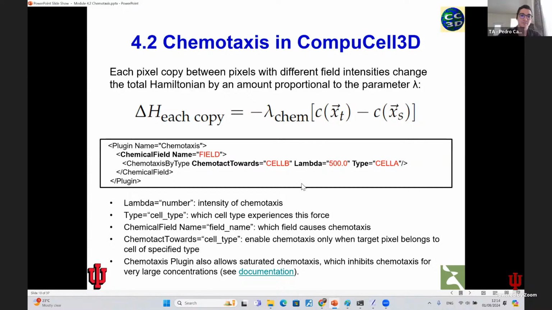And finally, there is this important final option, chemotax towards. Chemotax towards tells the cell that it can only perform chemotaxis when in contact with a certain cell. So if you say cell A chemotax towards cell B, these two pixels here, xt and xs, have to belong respectively to cell A and cell B, or the other way around. This one cell B and this one cell A. They have to belong to either cell A or cell B so that chemotaxis works.